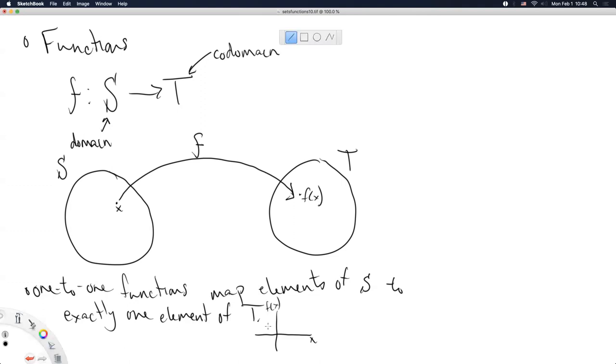The function x, I should have used more solid lines for all of that, but I think you guys get the idea. The function f of x equals x is a one-to-one function because exactly one element in the domain, think of that as the real numbers on the x-axis, gets mapped to exactly one number in the codomain. Think of that as the vertical axis.